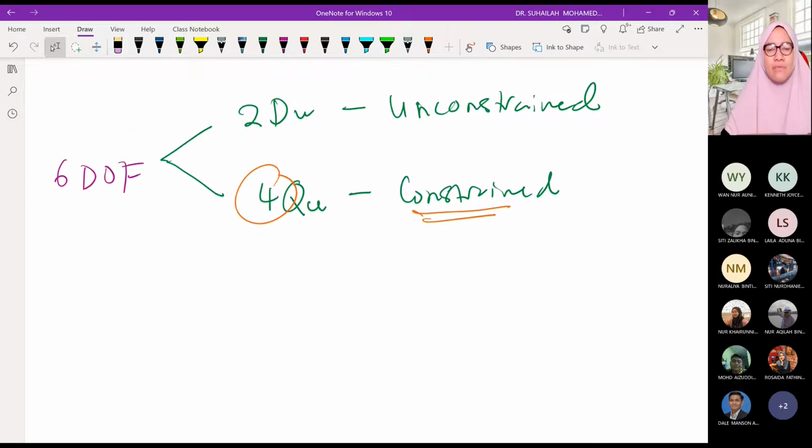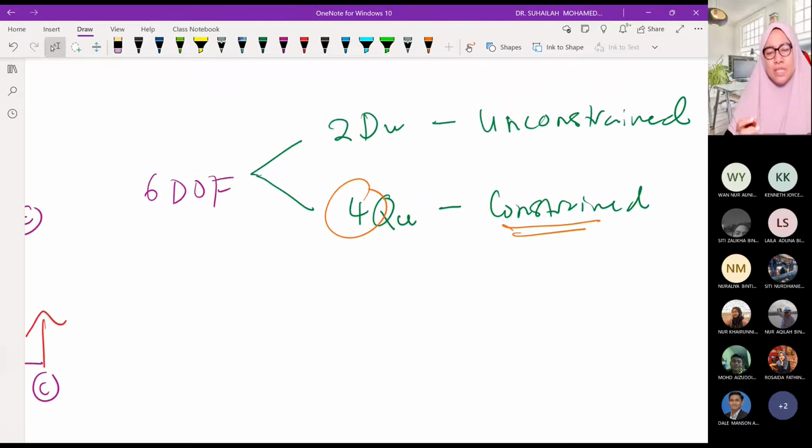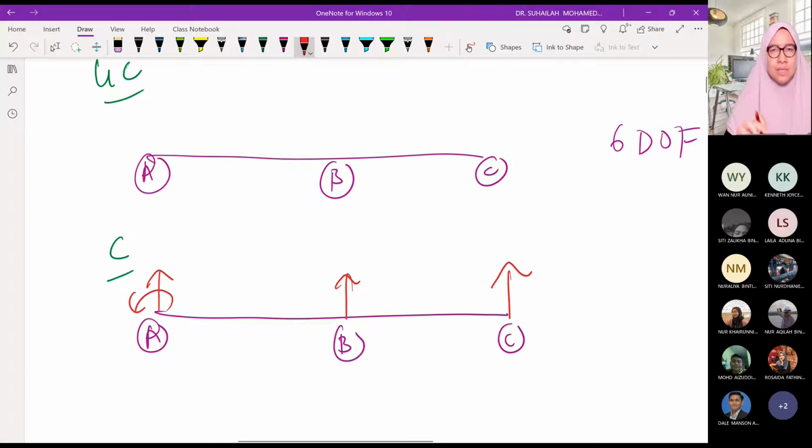And we have 2 degrees of freedom in the unconstrained system representing unknown displacement. Du, U is for unknown, D is for displacement. So 2 Du means 2 unknown displacements located in the unconstrained system. What does it mean? We have to complete the 6 degrees of freedom labelled in the diagram. We have to make sure that each node has 2 DOF.